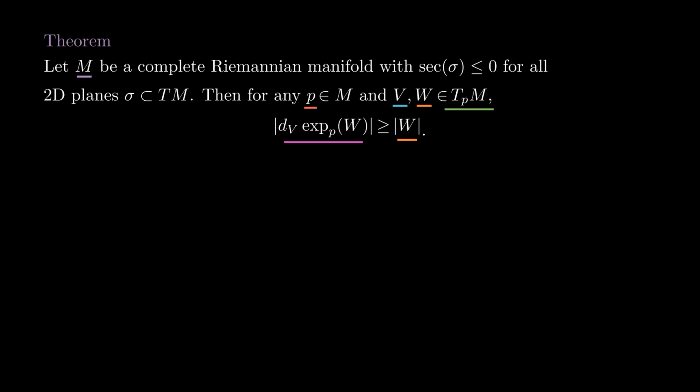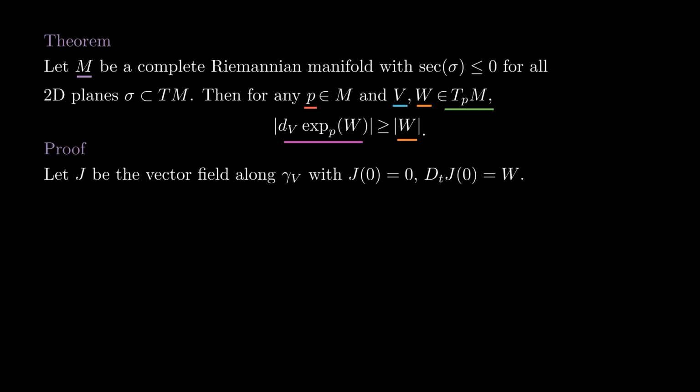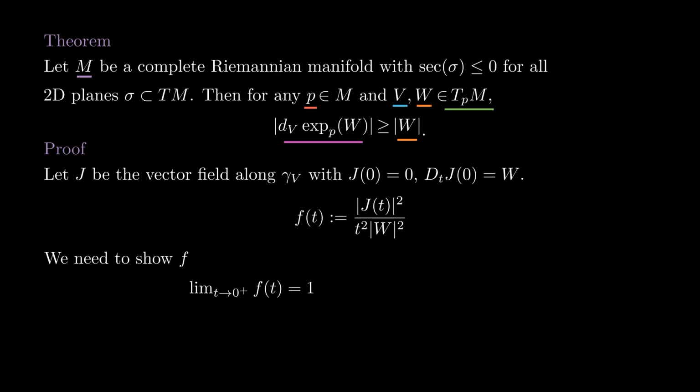Now we are ready to prove the theorem. Take J, the Jacobi field along gamma_v with initial conditions 0 and w. By the previous proposition, we know that d(exp_p)_v of w is J(1), so if we define f as the length of J(t) squared over t squared times the length of w squared, we need to show that f(1) is bigger or equal than 1. We will show that f tends to 1 as t goes to 0 and that f is non-decreasing. This will prove the theorem.